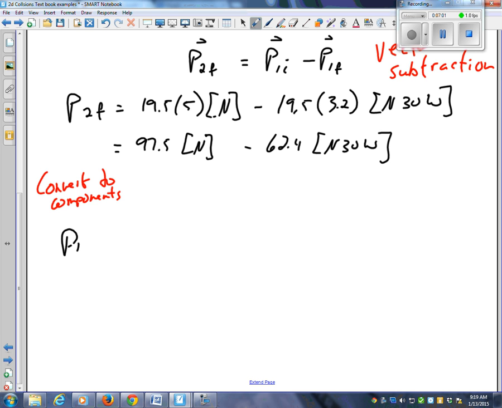this is P1IY, crazy subscripts. P1IY is going to be 97.5, right? I have to take this vector right here and convert it into x and y components. It only has a y component. P1IX is 0. That was easy. The hard one is the next one, north 30 west.